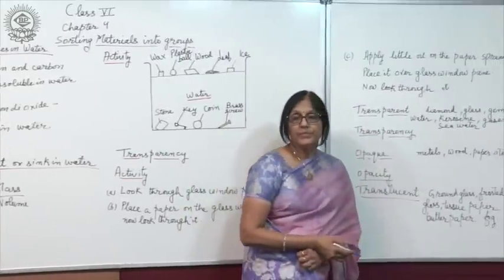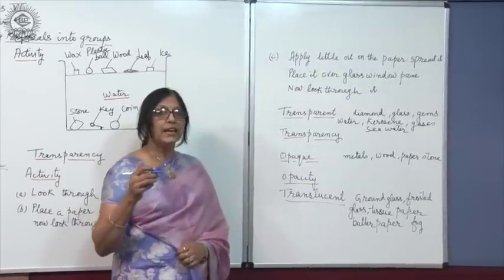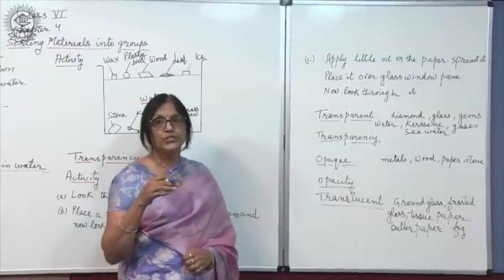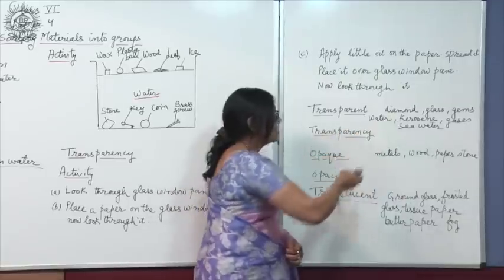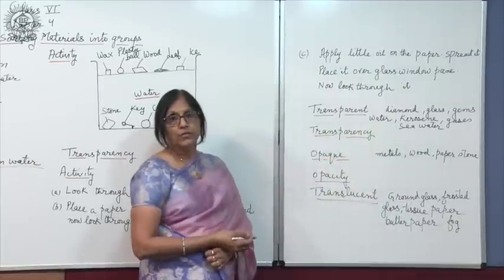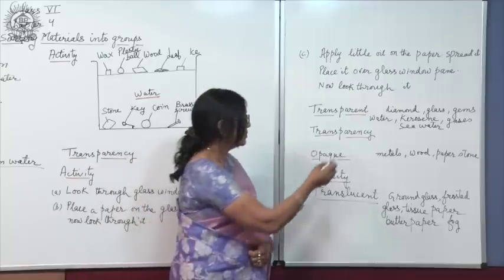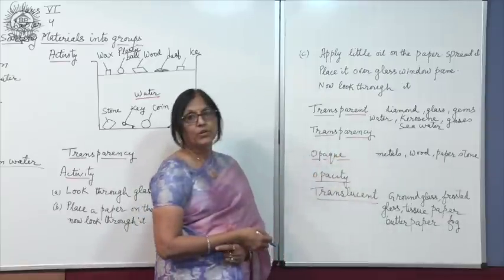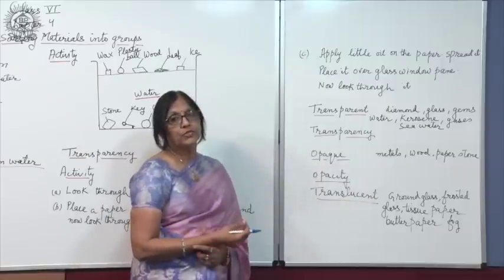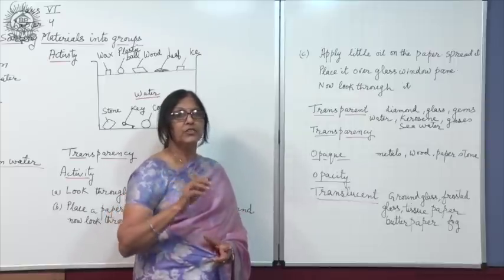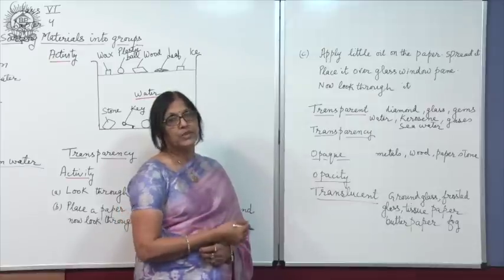Transparent. So, transparent materials are those materials through which light can pass, through which you can see clearly. And examples are diamond, glass, gem, water, kerosene oil, gases, sea water, and you also can make a list of those materials. Do the activity yourself, take a material, look through it and make a list of all the transparent materials around you.